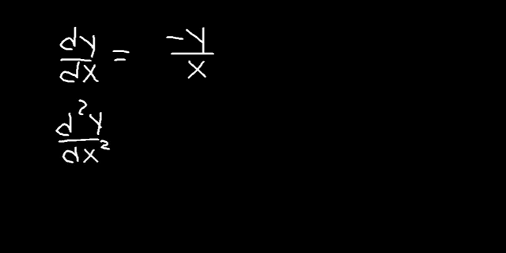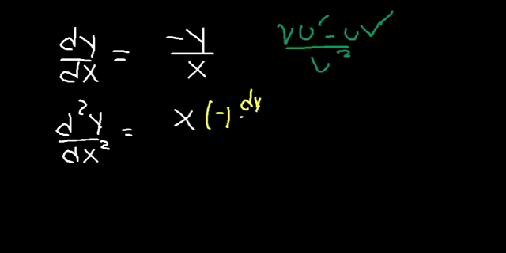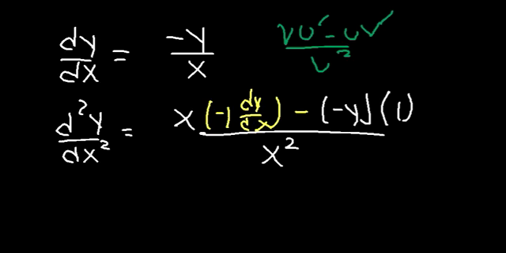By the way, let's say you get to this part, dy/dx is negative y over x, and you wish to find the second derivative. What you need to do is use the quotient rule. We know the equation is v u prime minus u v prime over v squared, where u is on top, v is on the bottom. So v is like x, so x times u prime, which is negative 1 dy/dx, and then minus u, which is negative y, and then v prime is the derivative of x, which is 1, over v squared, x squared.